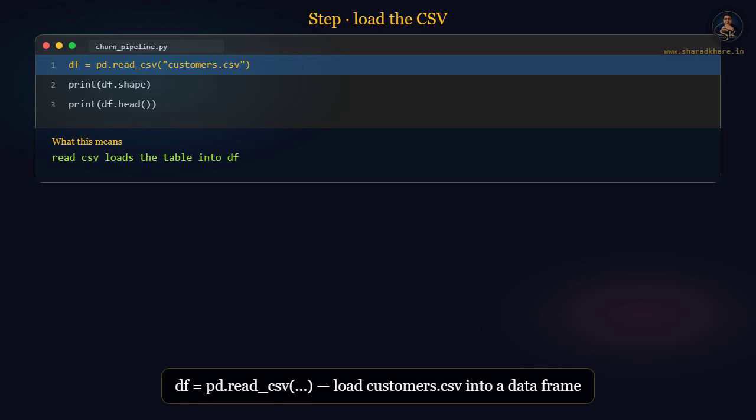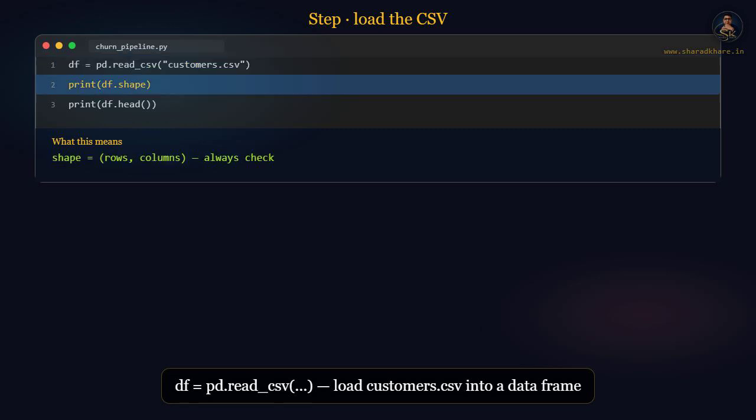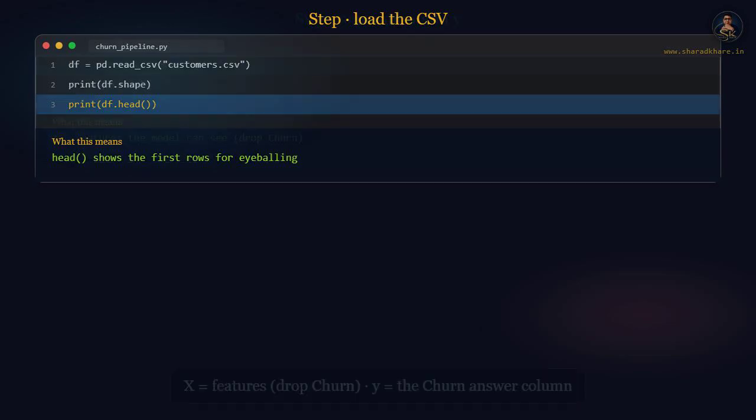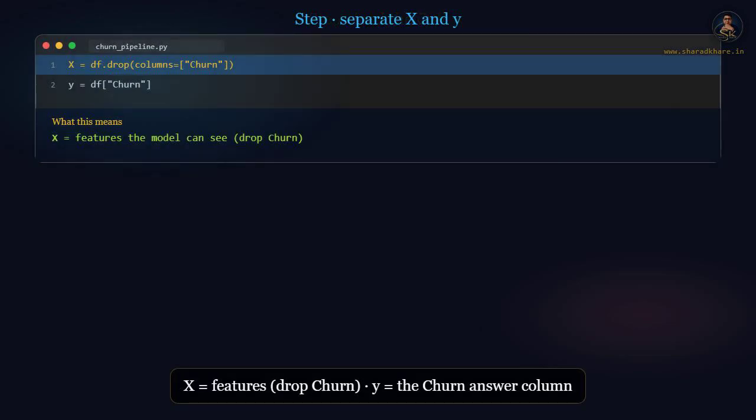Now load the file. This line says df equals pd.read_csv, and we point it at customers.csv. That creates a data frame called df. Right under it, print df.shape. Shape answers a basic question: how many rows and how many columns did we actually load? Also print df.head. Head shows the first few customers. Use your eyes. Catch missing values or weird numbers before any modeling.